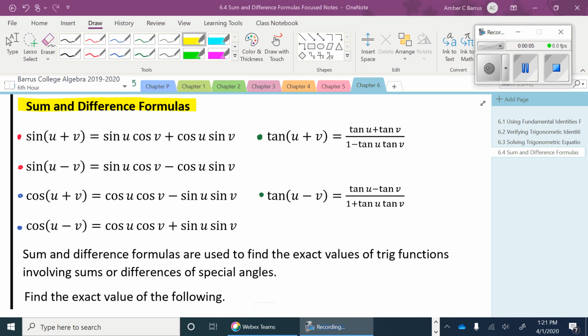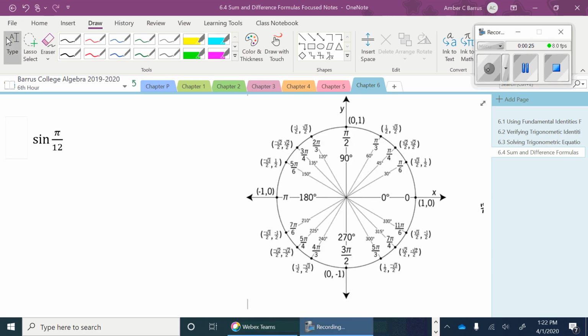In this video, we are going to use sum and difference formulas to find the exact values of trig functions involving sums or differences of special angles. So we're going to find the exact value of the sine of pi over 12. And to do that, we're going to take a look at our unit circle.